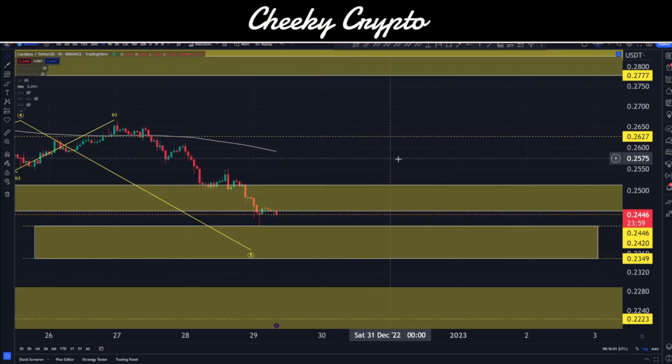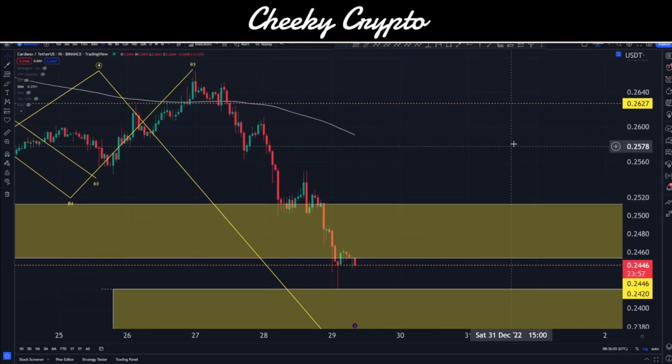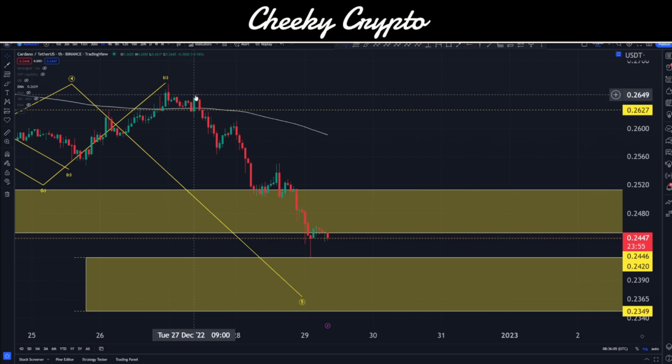So let's try to finesse this a little bit further and take a look at these sub-wave counts of what is going on here. Now, unusually so, we have a very unusual set of waves in here, right?